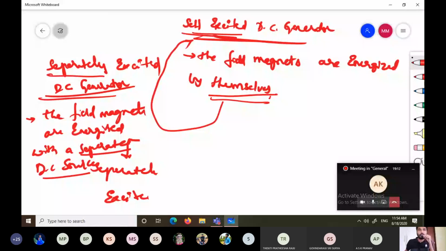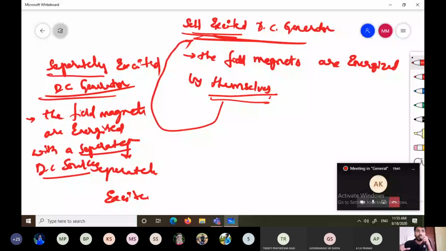Okay. So what do you mean by self-excited DC generators? It means the field magnets or the field winding, as basically you have a winding placed in the stator. That winding is called the field winding. In the field winding we are giving a supply. The supply is a DC supply, because in order to produce flux in the field winding we give that DC supply.